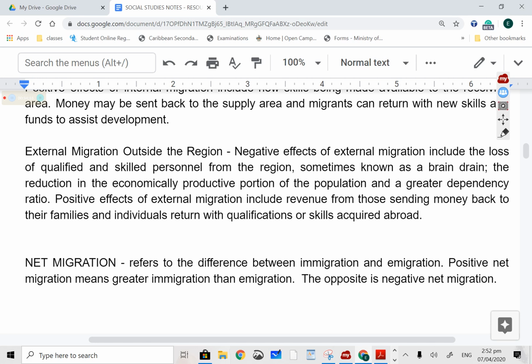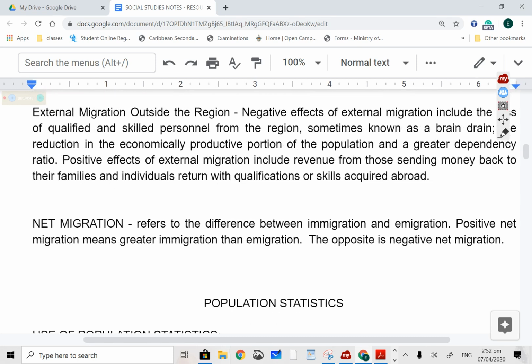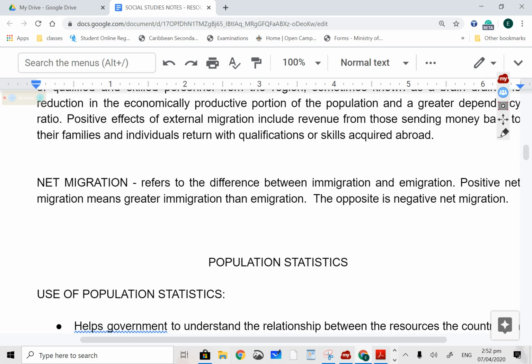Okay, the reduction of the economically productive portion of the population and a greater dependency ratio, right? So if our educated people decide to leave, it means that our dependency ratio that we spoke about in the last tutorial would increase. That will not be a good thing. The positive effects of external migration include revenue sent back to their family, and individuals return with qualifications or skills acquired abroad that we just spoke about.